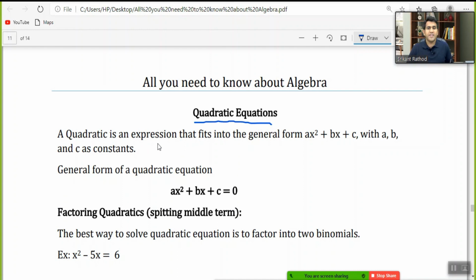A quadratic is an expression that fits into the general form ax square plus bx plus c, with a, b and c as constants. The general form of a quadratic equation here is ax square plus bx plus c equals 0, where a is the coefficient of x square, b is the coefficient of x and c is the constant term.